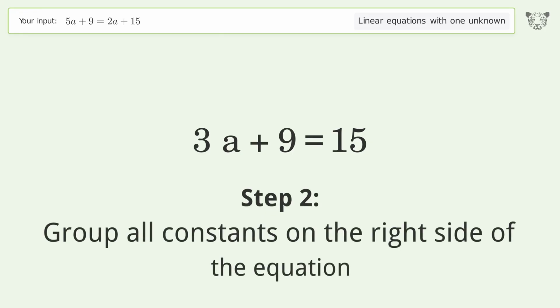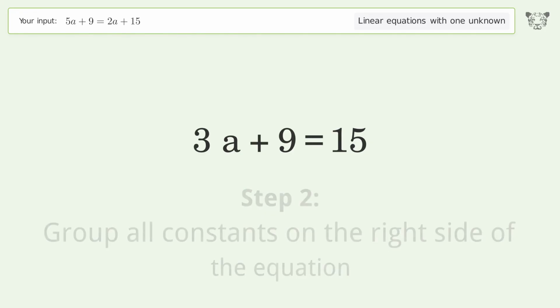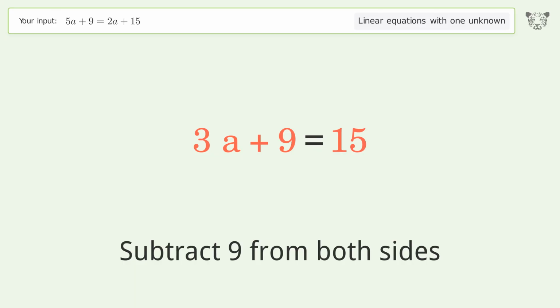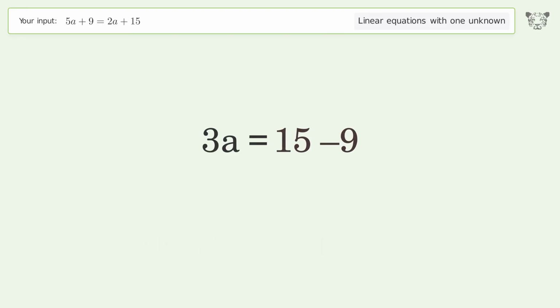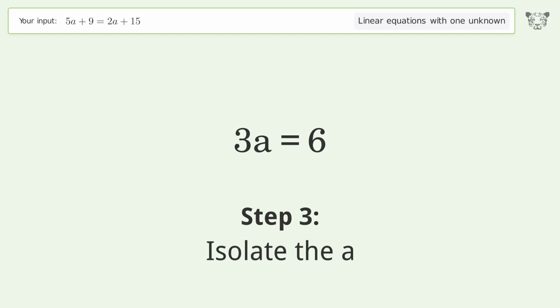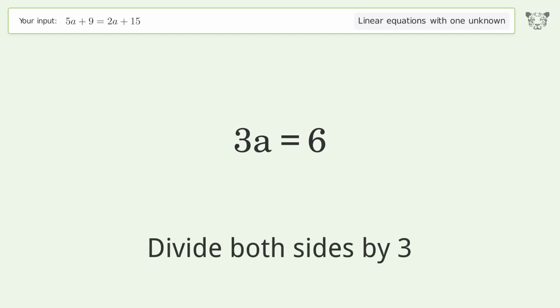Group all constants on the right side of the equation. Subtract 9 from both sides. Simplify the arithmetic. Isolate the a. Divide both sides by 3.